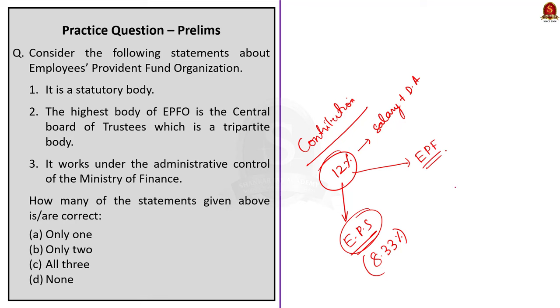Lastly, let us see about the pension benefits of the EPS scheme. See, the scheme provides a lifelong pension, and this pension is available to the member of the scheme, and upon his death, members of the family are entitled to the pension.